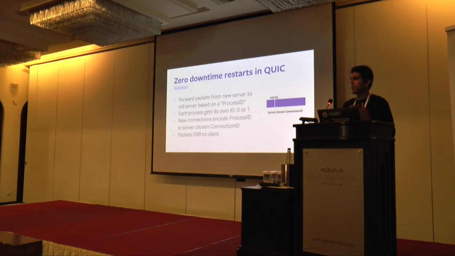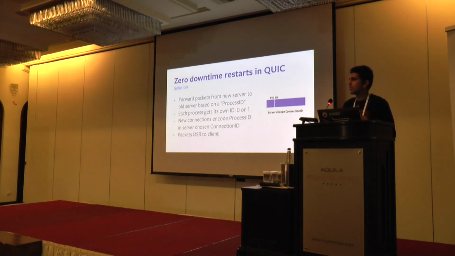Whenever it creates a new connection to the client, it generates a server-chosen connection ID, a new QUIC feature which is introduced only in IETF QUIC. It doesn't exist in gQUIC. It uses this feature to embed the process ID in every single connection ID it issues to the client. So looking at the right-hand side, you can see the PID bit is embedded inside the connection ID.